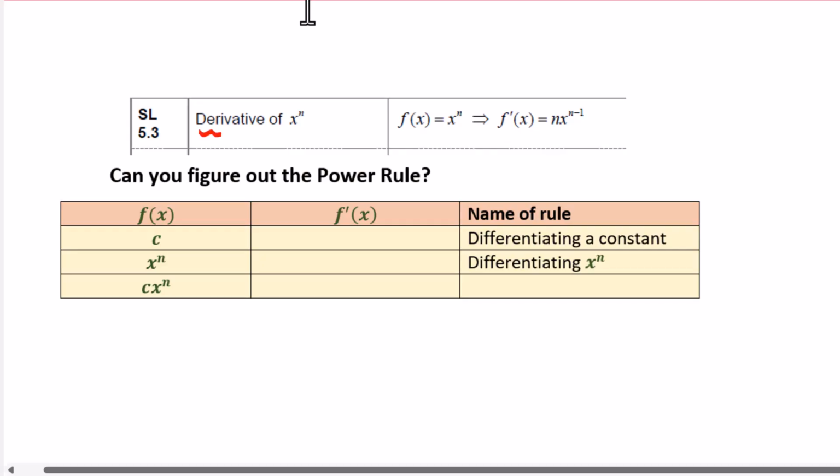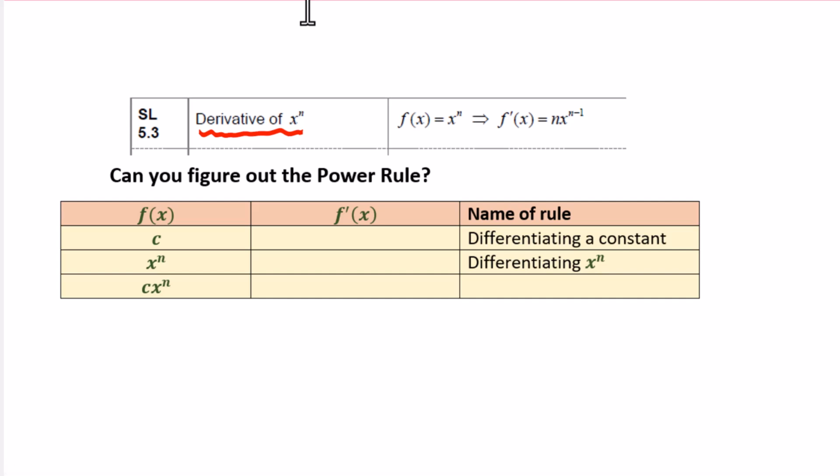Power rule of derivative is given in the booklet. F of x equals x to the nth power, and f prime of x equals n times x to the power of n minus 1. How to remember this? Check this exponent. Drop down the exponent and make the exponent minus 1.